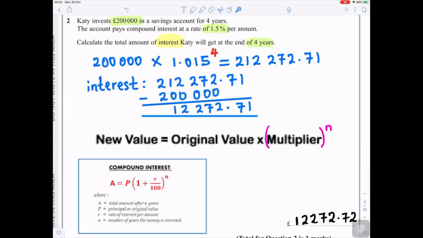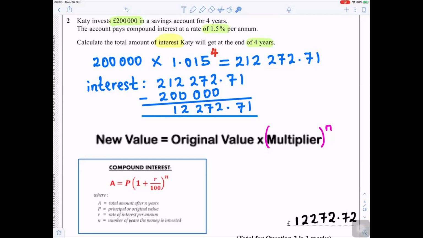Question number 2. Kathy invests 200,000 in a savings account for 4 years. The account pays compound interest at a rate of 1.5% per annum. Calculate the total amount of interest Kathy will get at the end of 4 years.